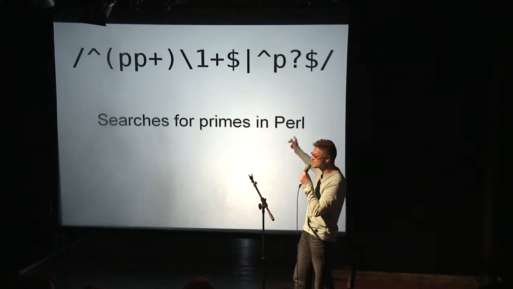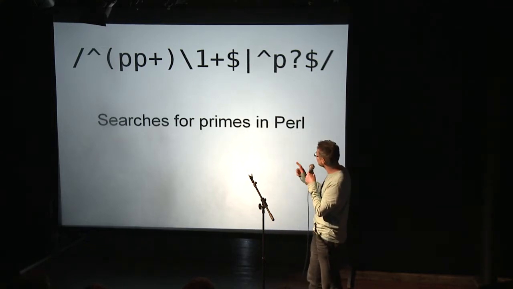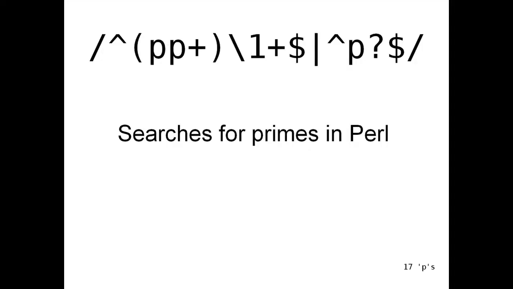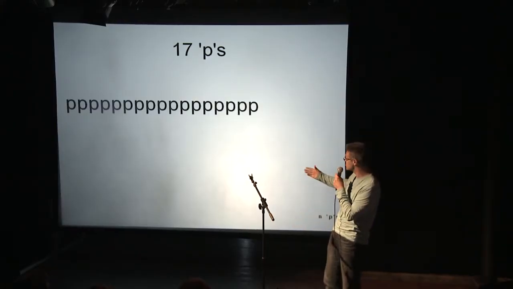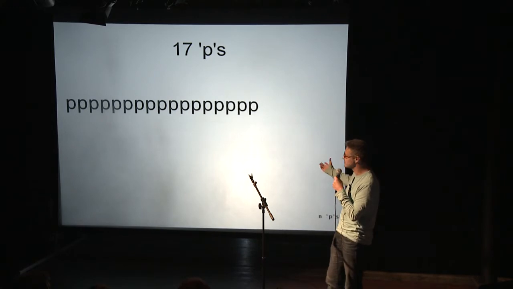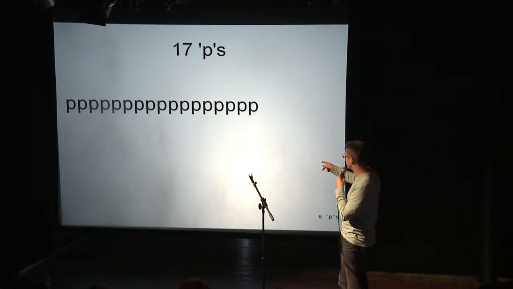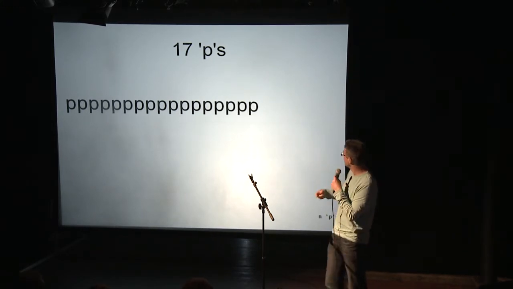Okay, so this ridiculous string of characters there actually searches for prime numbers in Perl, and it's supposed to be human readable. So I thought maybe let's try and read it. The way it works is that if you're going to search for, say, if 17 is a prime number, what it does is it creates a string of 17 characters. I've chosen P, it could be anything, and puts them in a long string.